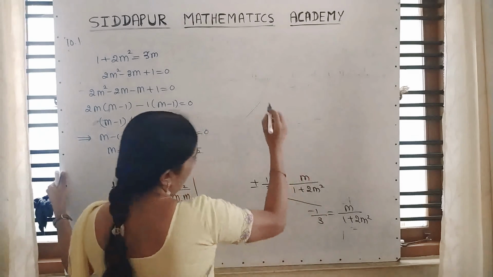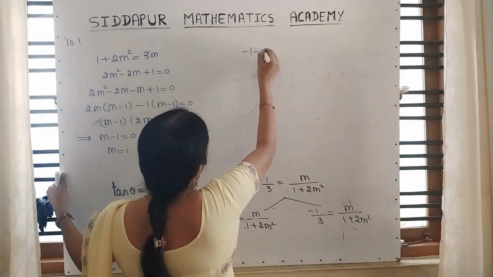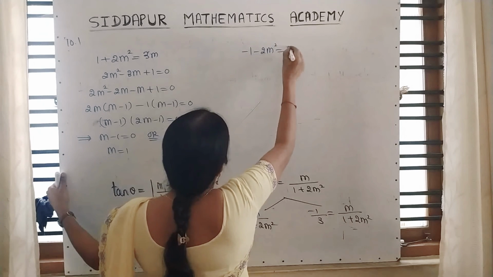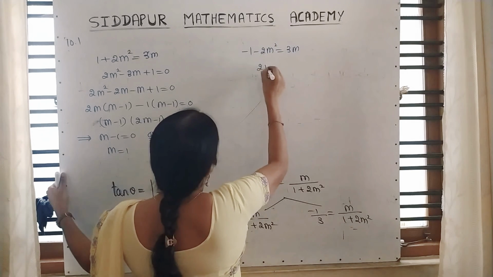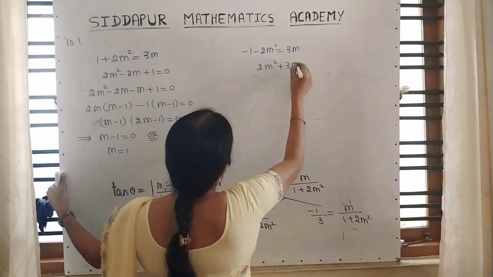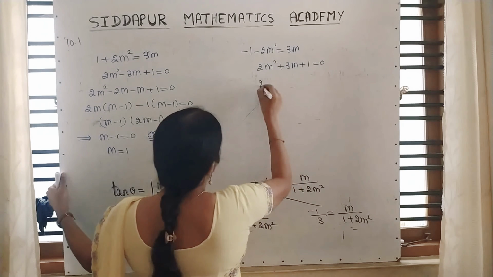Now take this one. Again cross multiply. Minus 1 minus 2m square is equal to 3m. Solve this.